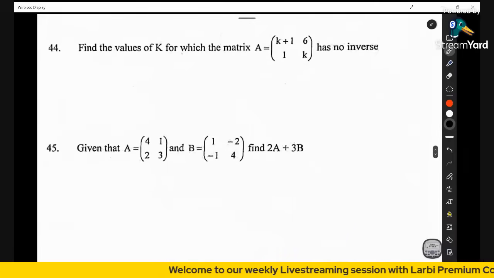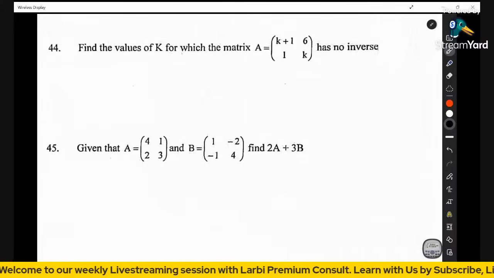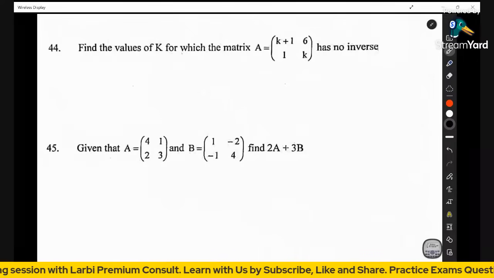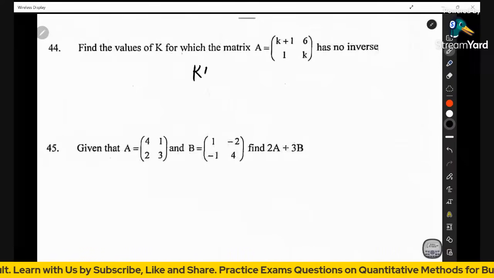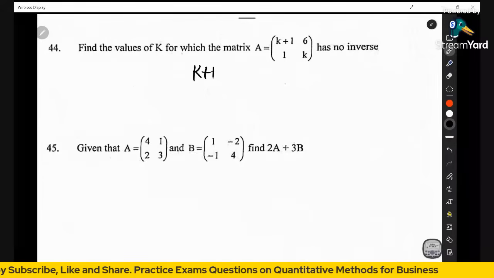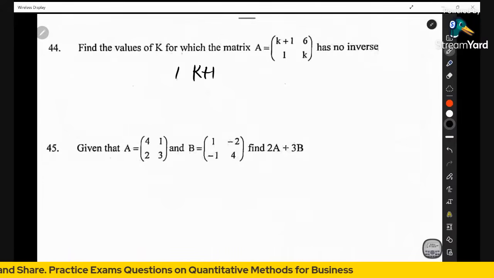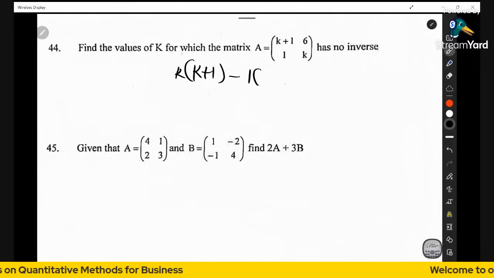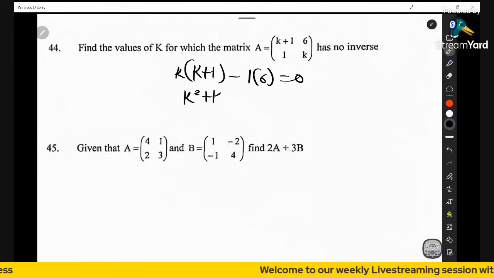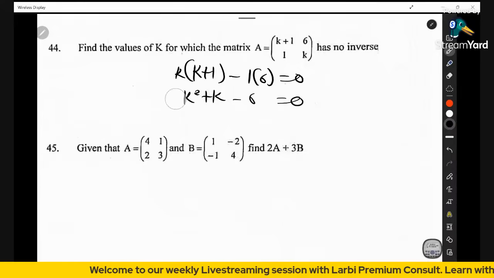Then question 44, find the values of k for which the matrix A has no inverse. We said that if a matrix has no inverse, then the determinant of such a matrix is equal to 0. So we say that (k plus 1) multiplying k, compared to 1 multiplying 6, should be equal to 0. So we have k squared plus k minus 6 equal to 0. Now we are getting a quadratic, as you can see here.